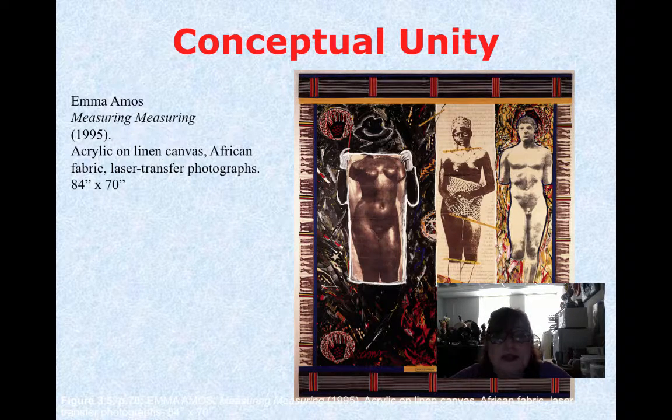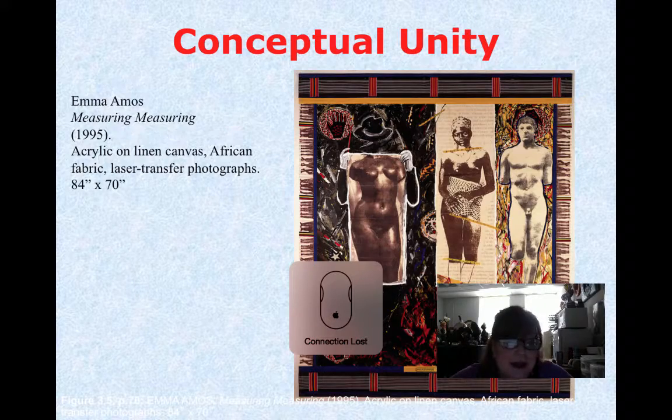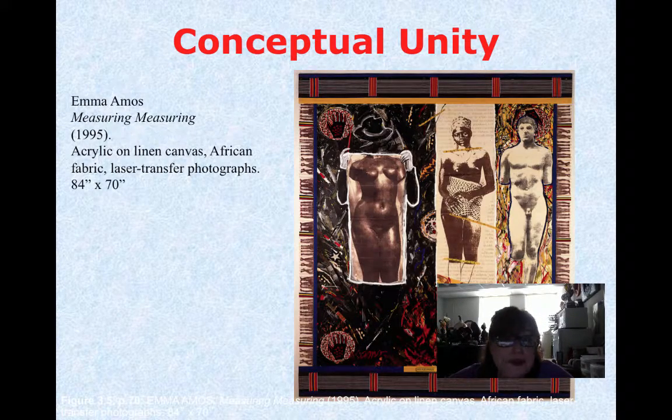So if you noticed, there is an African-looking female in the middle, and on the far right there is a Greek statue, and to the left is a female torso, which could be African American. It's dark, which kind of implies that. So what is being measured? Are they talking about concepts of beauty? The fact that they're using African fabrics along with an image of a woman from Africa makes us think maybe she's talking about the ways in which we measure beauty, whether that beauty is Western or non-Western.